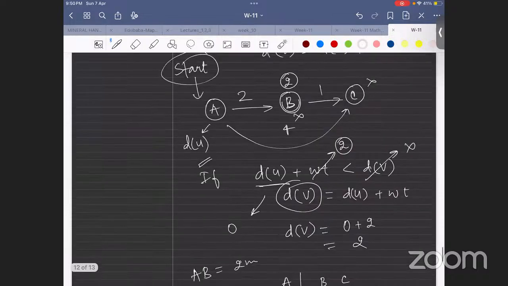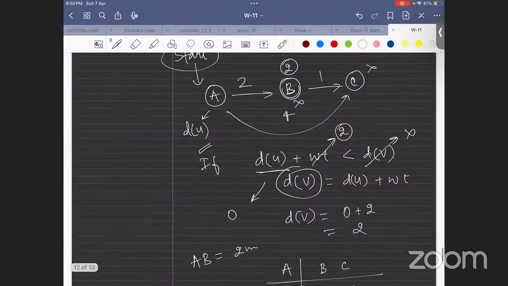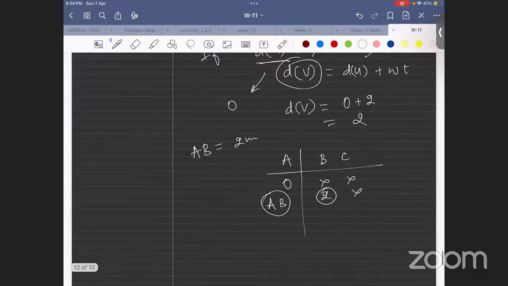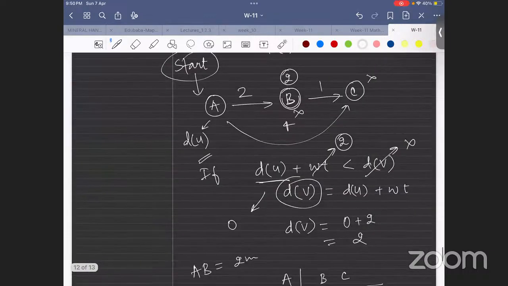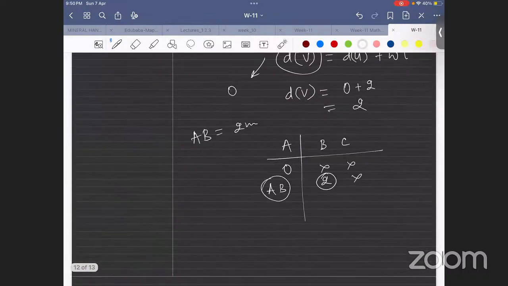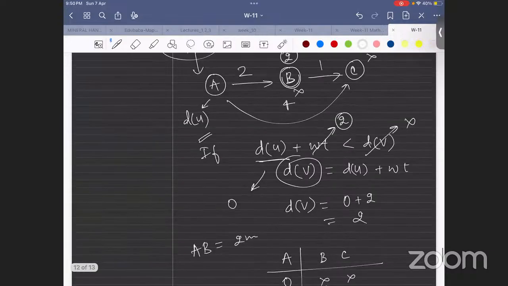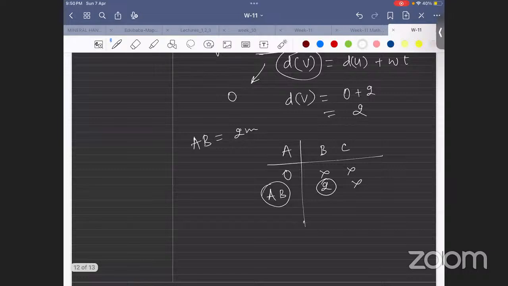Now for C, what is that value? Infinite, right? From A, you can't reach C directly. You can reach it, right? What is the value? Yeah, 4. 4 has been given to you. So you can write it here, 4. From this 2 or 4, whatever is the minimum, you just take that one. So in the first step, you have taken the 4 here.